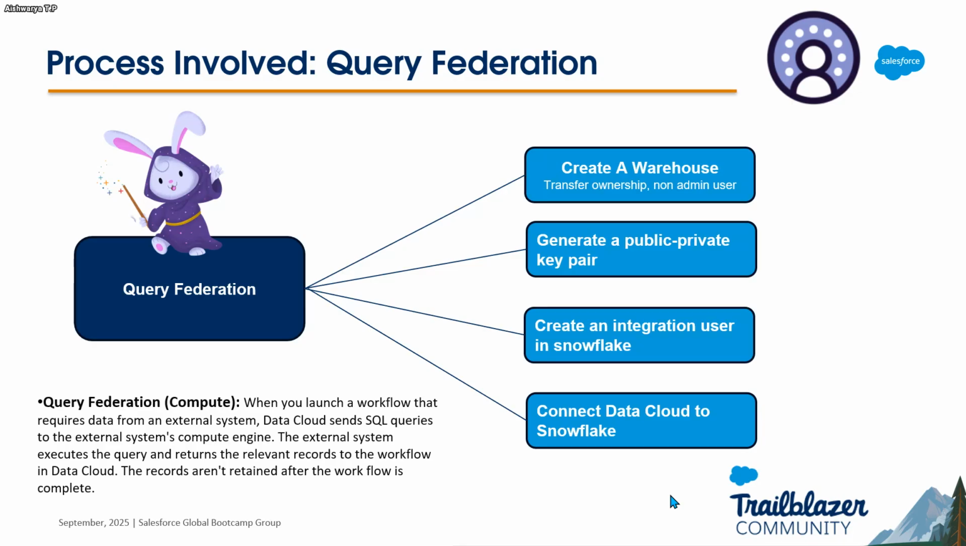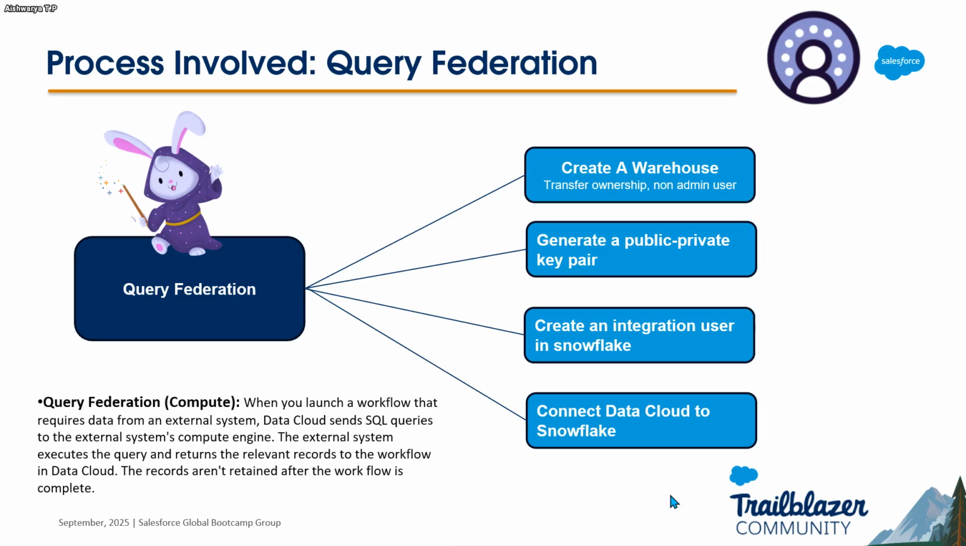Data Cloud sends SQL queries to the external system's compute engine. The query is going to fetch data from your external system. So if you disconnect that connectivity, you will not have any connectivity at all. If you are running any segmentation on top of it, or creating a data graph on top of it, there is no connectivity, so your process will fail and you'll get an error, because you have nothing to point to and there is a disconnect.